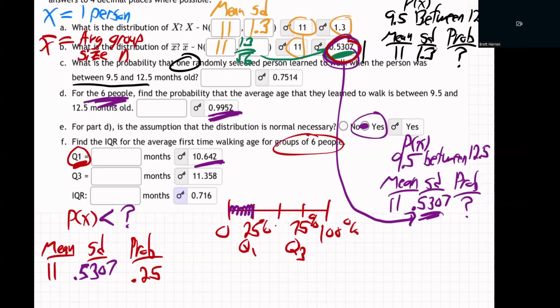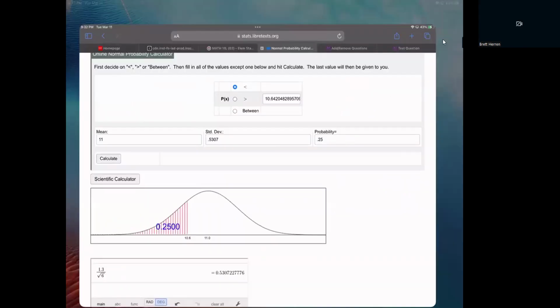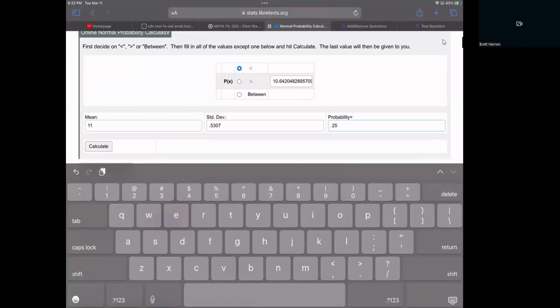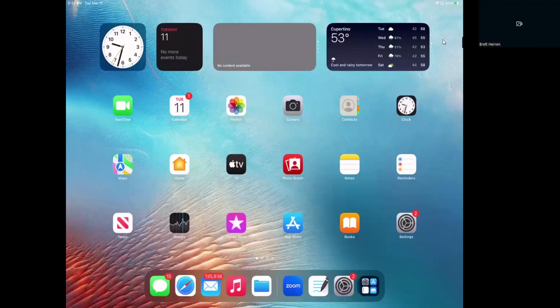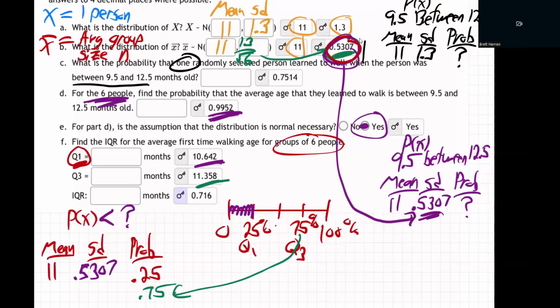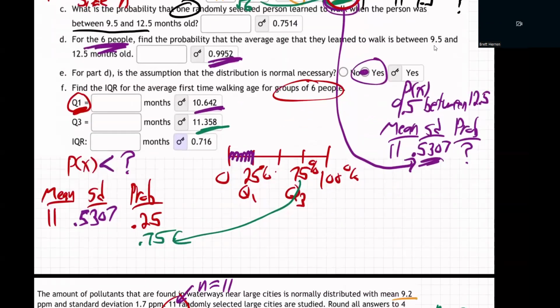What about the Q3? That's easy. Just change this to 0.75 because Q3 is 0.75. Let's go back, change it to 0.75. And we got to erase this old answer up here. Remember, you got to have a blank and hit calculate. Boom, 11.358 when it's rounded. There we go.